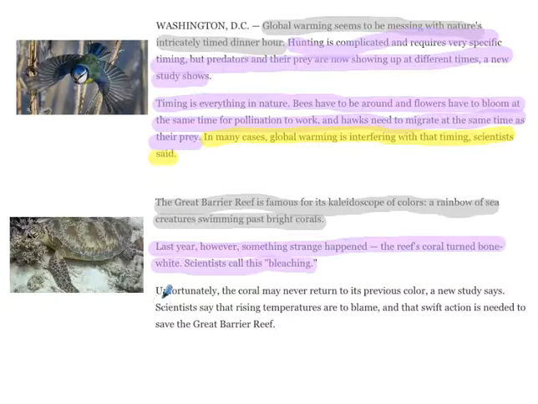Unfortunately, coral may never return to its previous color, a new study says. So here is the controlling idea. Scientists say that rising temperatures are to blame and that swift action is needed to save the Great Barrier Reef. So this author is going to show us in this informational article that rising temperatures are to blame for coral bleaching, and that if we don't take swift action, we're going to lose the Great Barrier Reef.